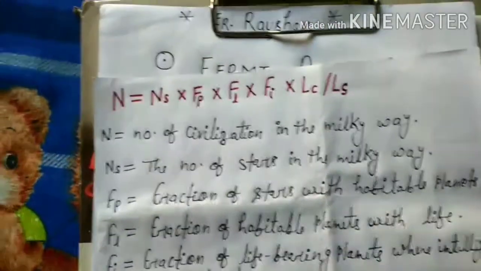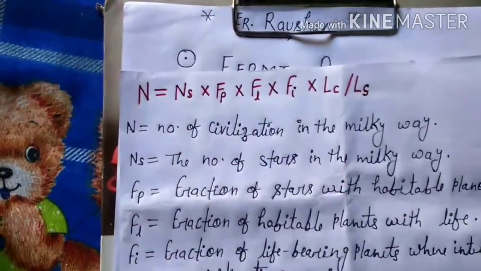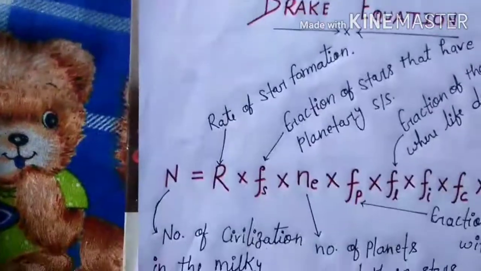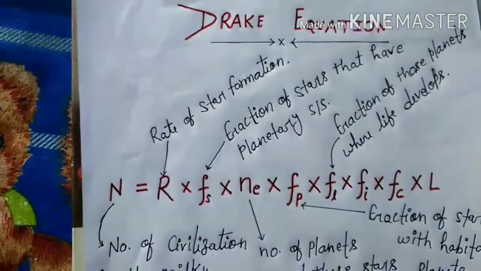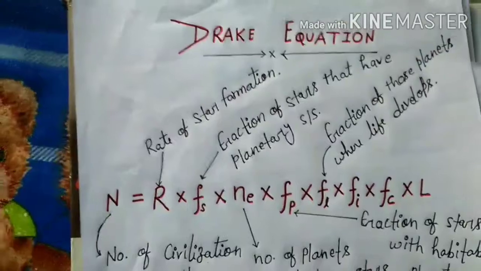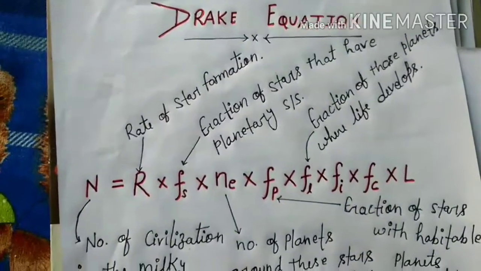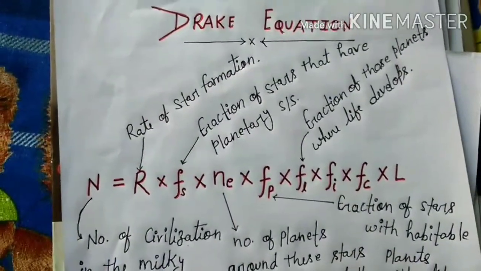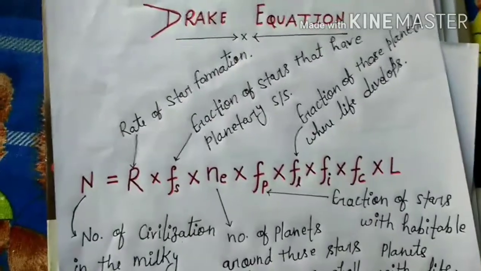So this is all about the Drake equation, and these equations show how aliens might communicate with us and where they might live. So this is all about the Drake equation.